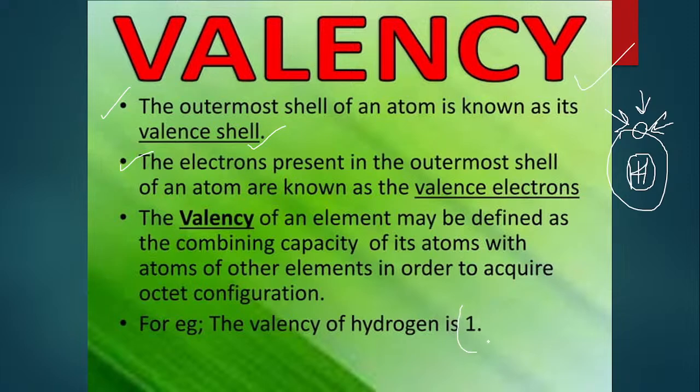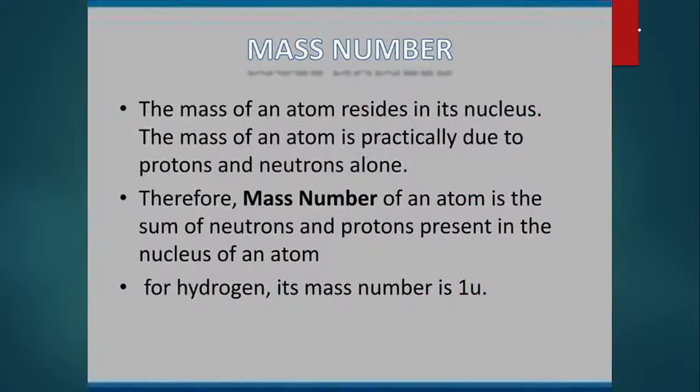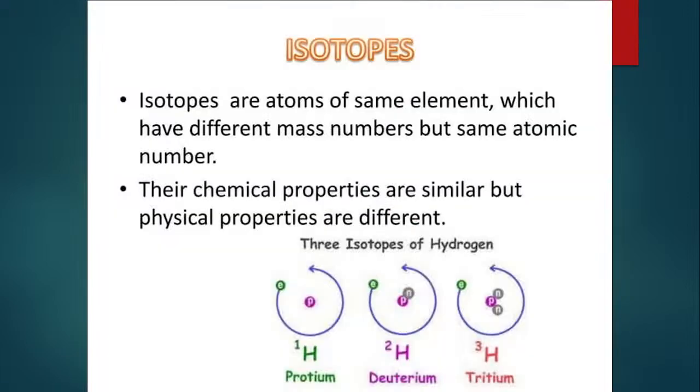For example, the valency of hydrogen is 1. The valency of an atom may be defined as the combining capacity of its atoms with atoms of other elements to acquire the octet configuration. Is this clear to you? What is atomic number, mass number, there is no need to tell.